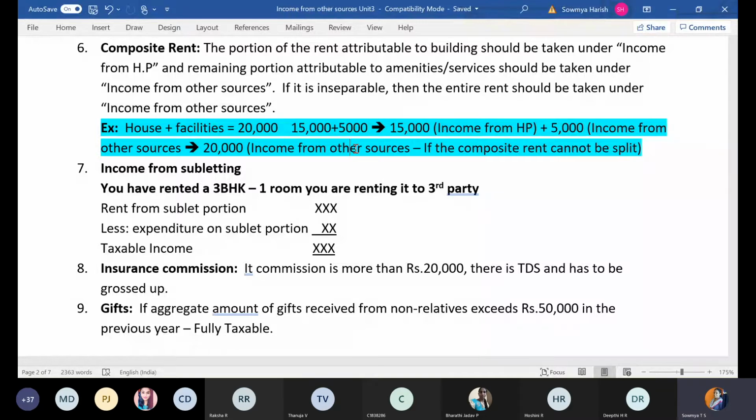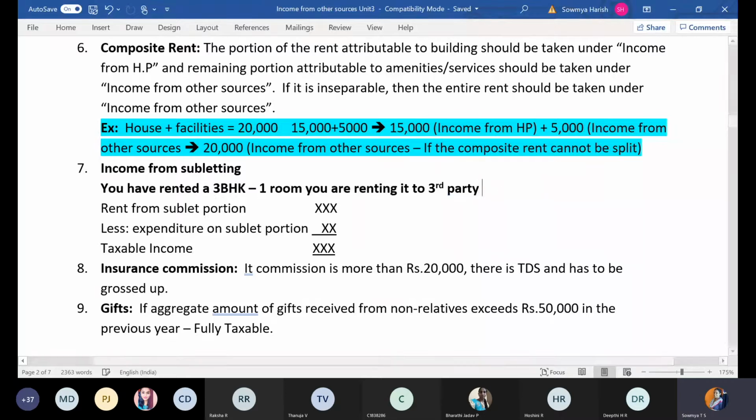But in case of income from subletting, you don't have your own house. You are using a rented house, that is, you are staying in a rented house. But you feel that the rented house you have taken is big enough, and you can let it to somebody else. So think that you have taken a 3 BHK on rent. I'll give you one example. Out of these 3 bedrooms, one room you are letting to a third party.